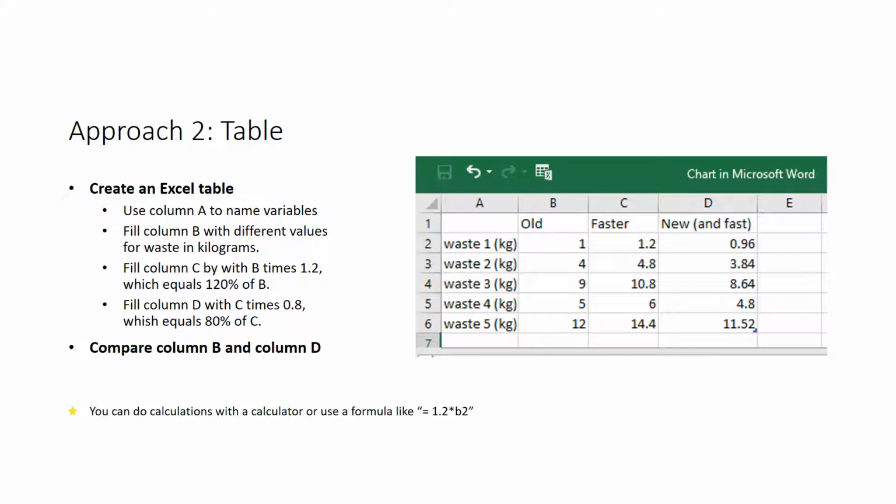Next, I filled column C by finding B times 1.2. Then I filled column D with 0.8 times C. My final step was to compare columns D and B, to compare the new and old processes. As you can see, column D is less, since 0.96 kilograms is less than 1 kilogram. So again, we know that the new process creates less waste in kilograms than the old process.